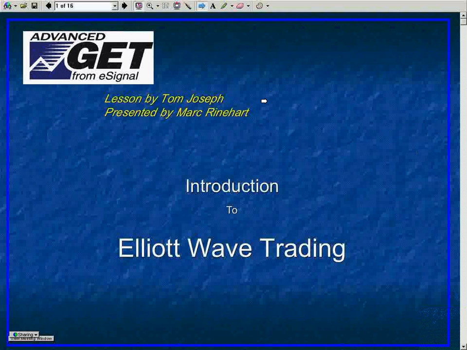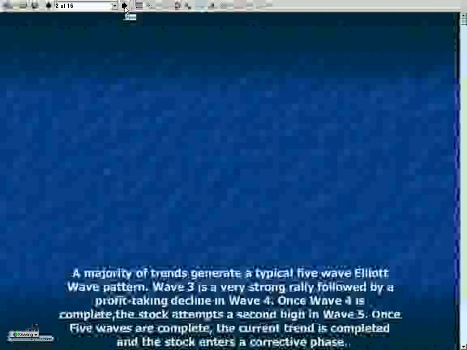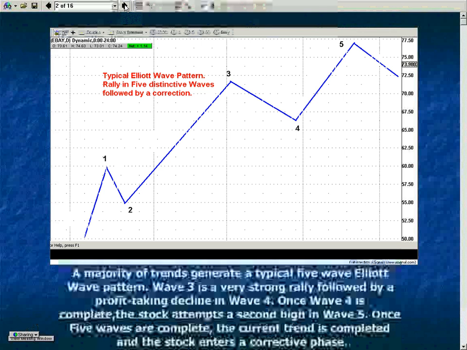This is an introduction to Elliott wave trading. A majority of trends generate a typical 5-wave Elliott wave pattern. Wave 3 is a very strong rally, and it is followed by a profit-taking decline, which is called a wave 4.